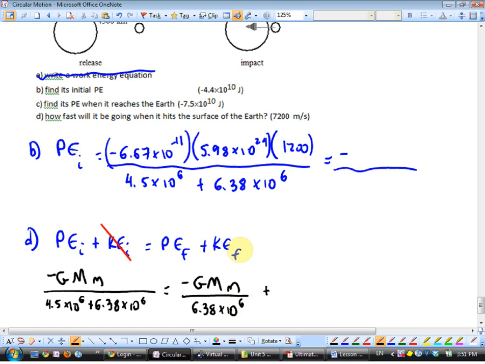So what's kinetic energy final? 1/2 m v final squared. Which I'm pretty sure is what they want me to find, isn't it? If that's our final height, that's our velocity at that height. Yeah, that's when it hits the Earth.